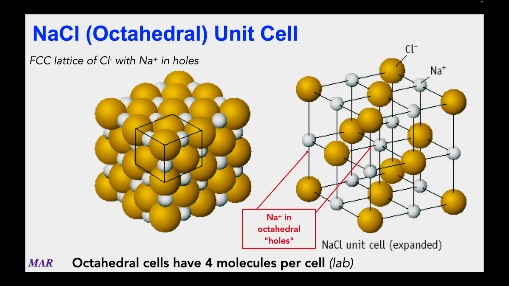That's 4 NaCl molecules. So when you think about the octahedral unit cell, you would say there are 4 molecules per cell. This is similar to FCC with metals, where we saw there were 4 atoms of the metal per cell. Now we're seeing that there's 4 molecules of NaCl per octahedral cell. So that'll be important to some of the stuff coming up.